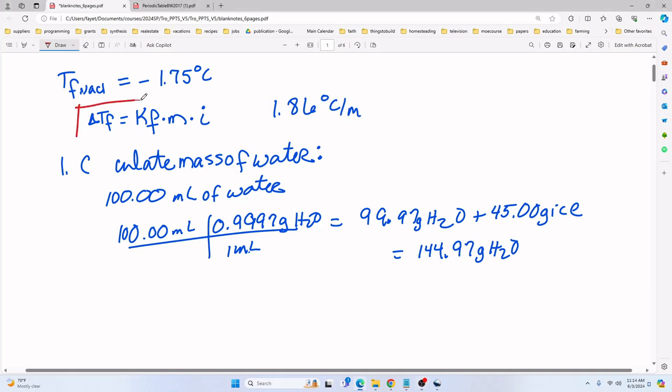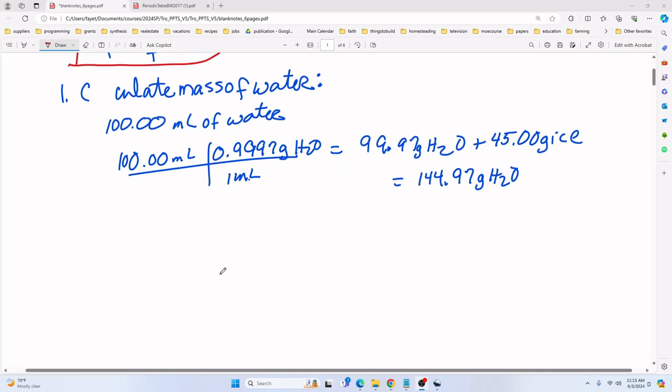Ultimately, we'll need to use this equation. Delta T equals K sub F times the molal concentration times i, and i is the Van't Hoff factor for this solid, and the Van't Hoff factor for sodium chloride is 1.9, but the book tells you to use 2. So we'll use 2 for i here. So i equals 2. So next we'll need to calculate the molal concentration, and we'll talk a little bit more about the Van't Hoff factor in just a minute.